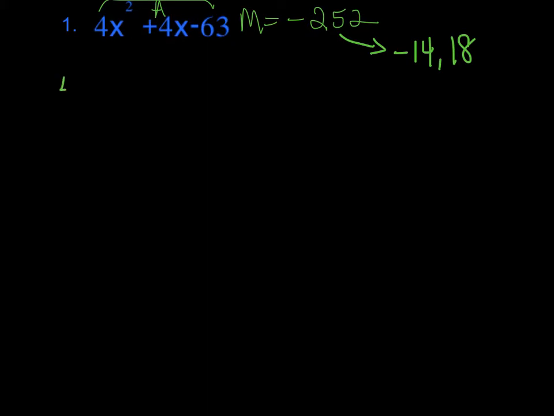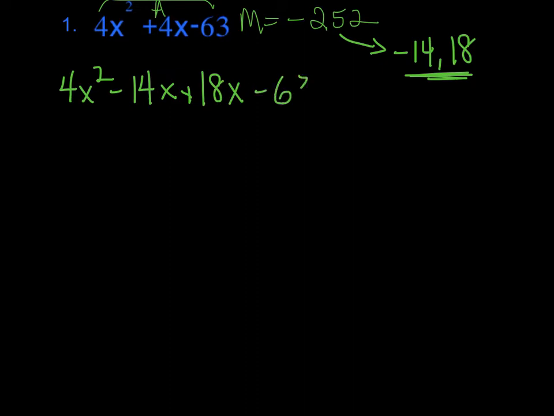So remember, we bring down the first term, which is 4x squared. Then in any order, we can write these two numbers. So negative 14x plus 18x, and then we bring down the last term, minus 63. If you look at what I just wrote here in green, you can see that this really is equivalent to the original problem, which is here in blue. The only difference is this negative 14x plus that 18x, when we add that, will give us 4x. So we just kind of expanded that 4x, if you want to think about it that way.